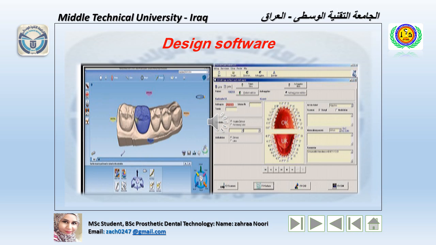This slide contains an image of design software. We're talking about it now. Design software: special software is provided by the manufacturer for the design of various kinds of dental restorations. With different software from different manufacturers, various designs can be implemented, such as copings, fixed partial denture frameworks, full anatomical crowns, inlays, onlays, and veneers.